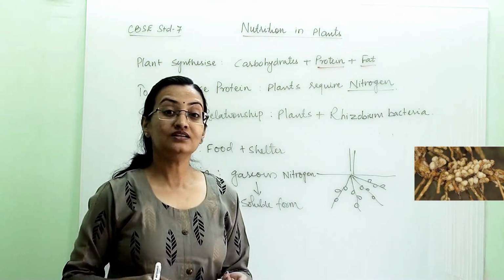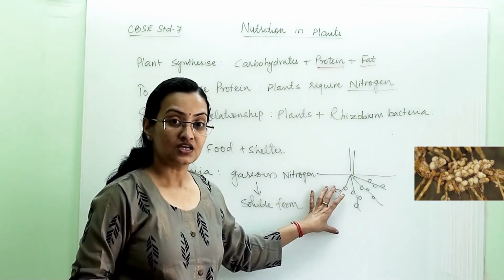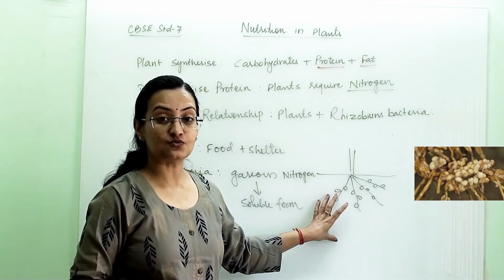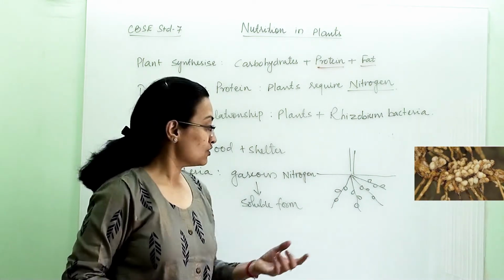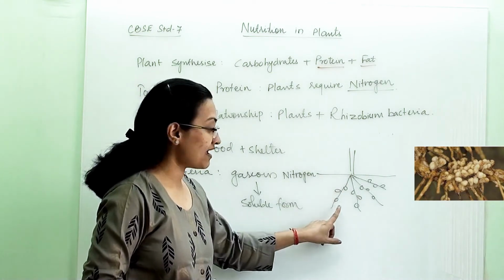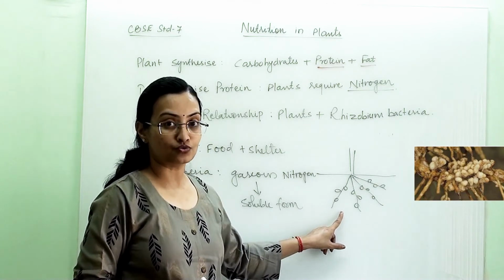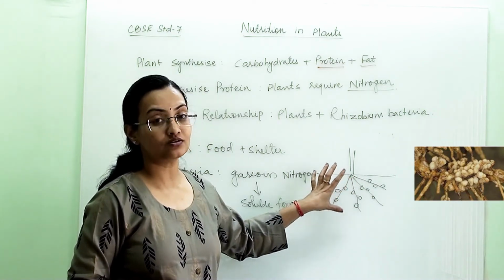nitrogen. All the legume plants have these nodules in their roots. Legume plants means all the dals and pulses we use in our food. They all have rhizobium bacteria in their roots, in their nodules, and via this they are fulfilling their requirements for nitrogen.